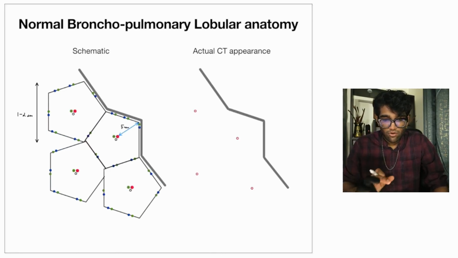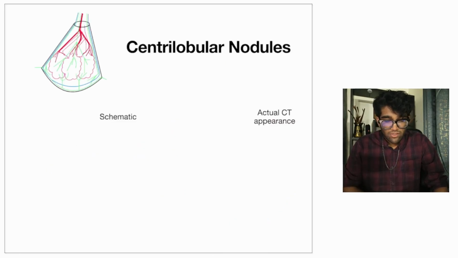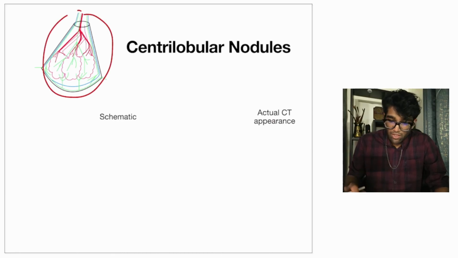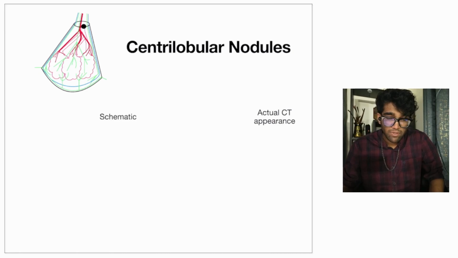So this is the normal bronchopulmonary lobular architecture in cross section, and this is the actual CT image. We've already discussed this in detail. So this is your bronchopulmonary lobule. Now in this particular first example, we have an opacity that is developed in the airway. Similarly, an opacity could develop along the main artery at the center of the lobule.